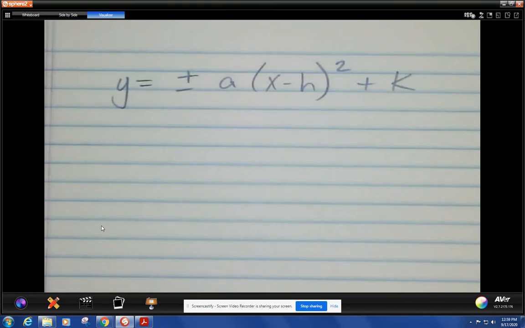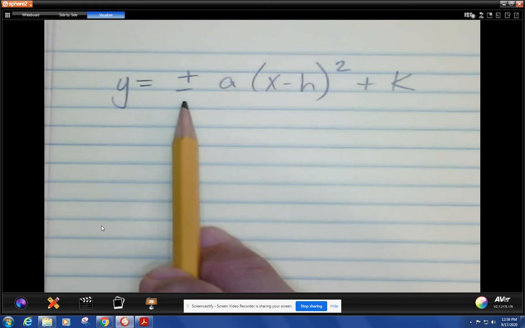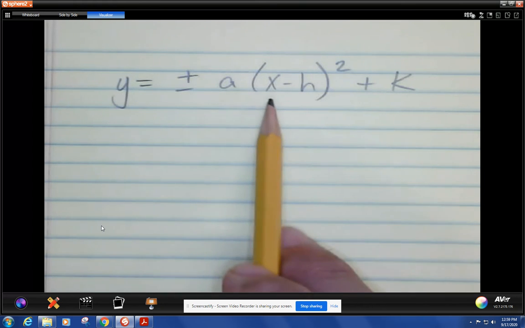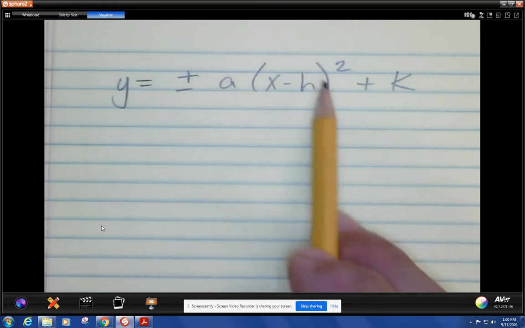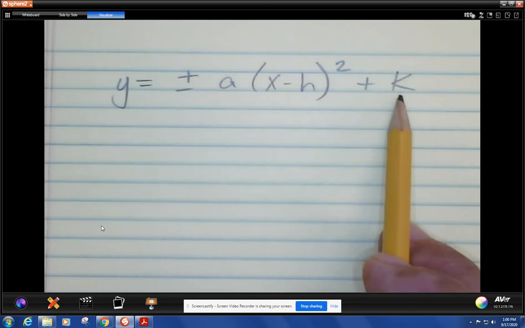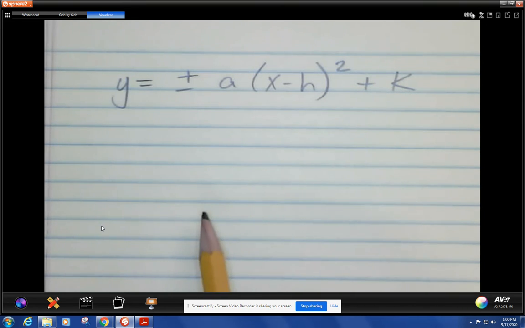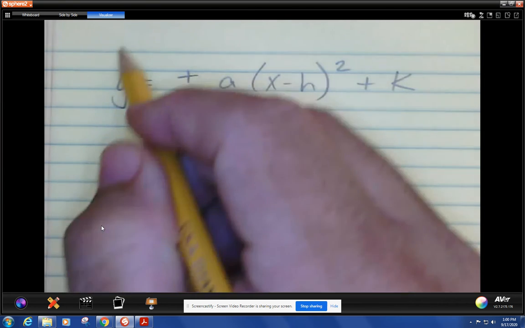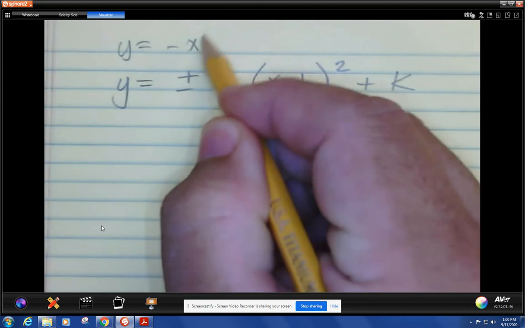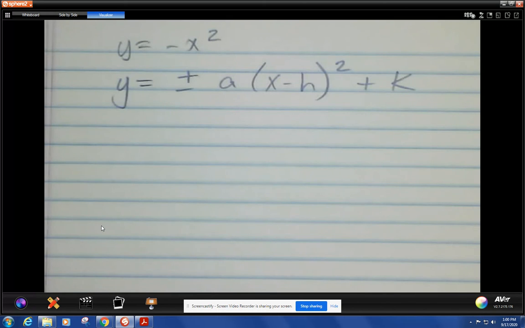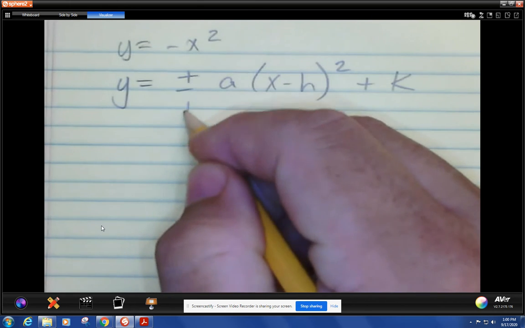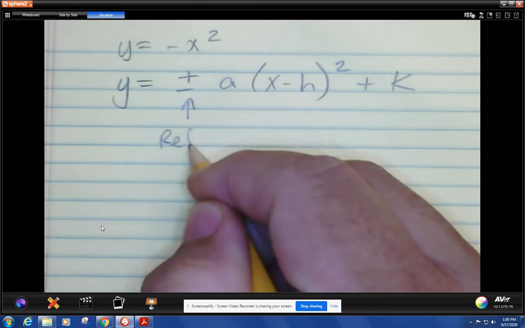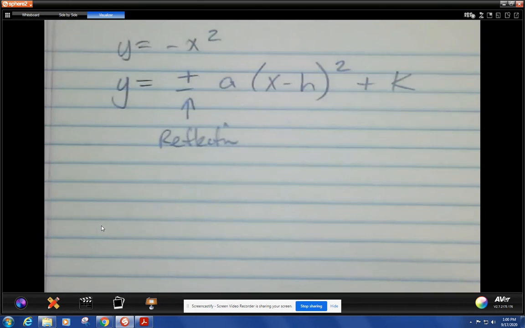All right, so we have y equals plus or minus A times the quantity x minus h, all that squared, plus k. Now again, that looks like a bunch of gibberish right now. We're going to make some sense out of this. So notice again when I had y equals negative x squared, think about what happened. What happened to my graph is that it reflected across the x-axis. And so this right here determines what kind of reflection I have.